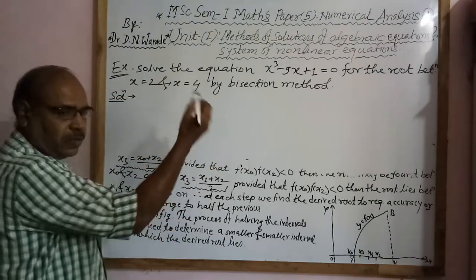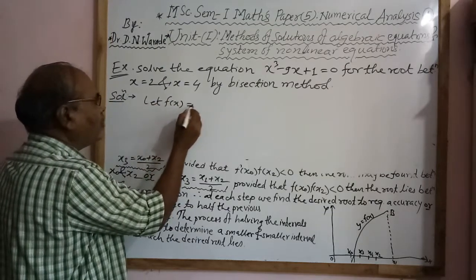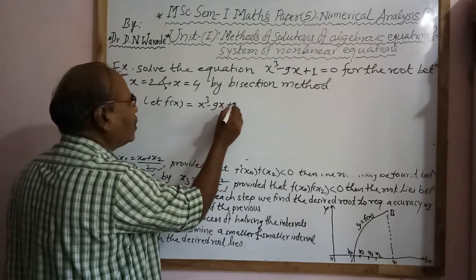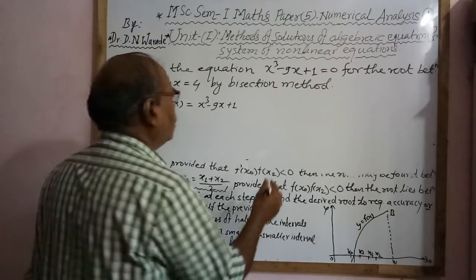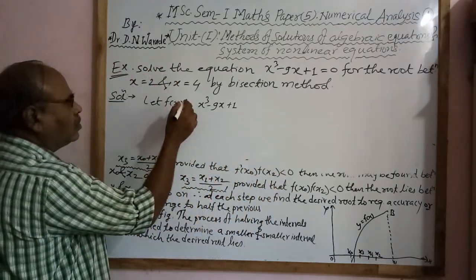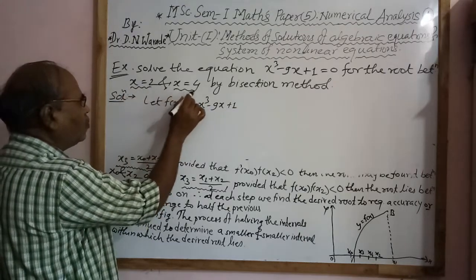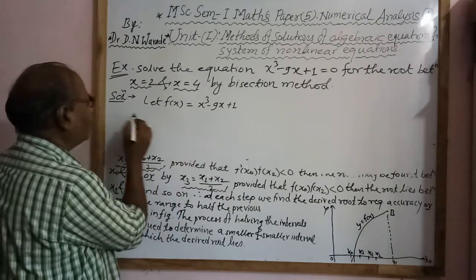Now we consider the given equation as f of x. Let f of x be the given equation, that is x cube minus 9x plus 1. We have to solve the equation for the root between x equal to 2 and x equal to 4. We find f of 2 and f of 4.